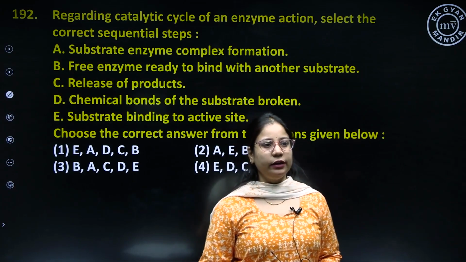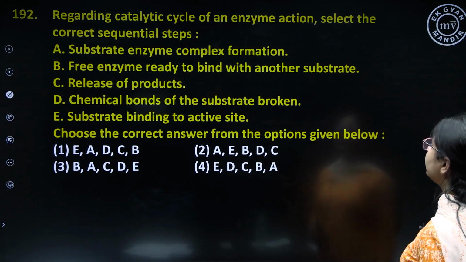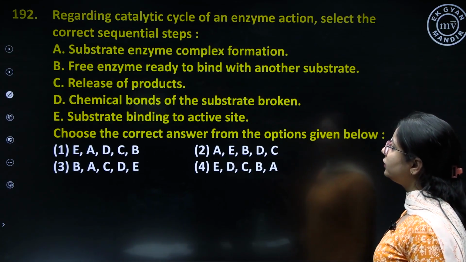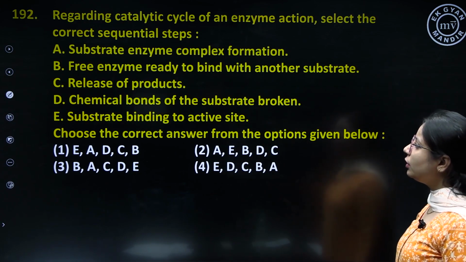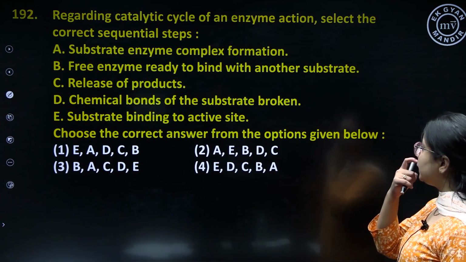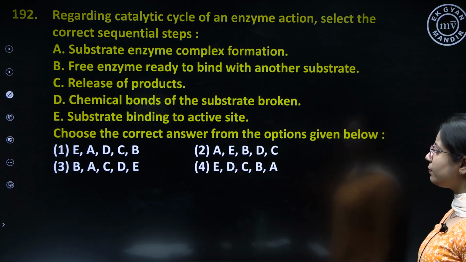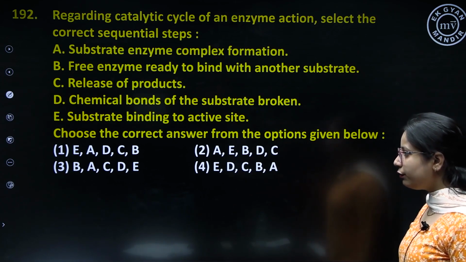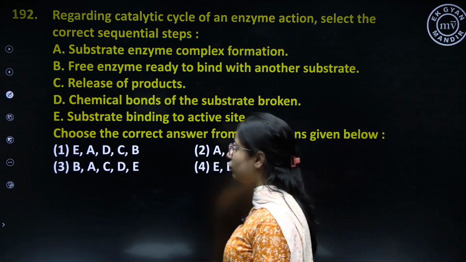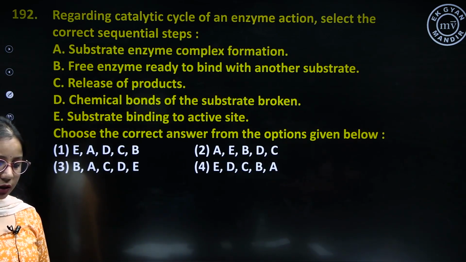Question number 192. Regarding catalytic cycle of an enzyme action, select the correct sequential steps. A. Substrate enzyme complex formation. Free enzyme ready to bind with another substrate. Release of products. Chemical bonds of the substrate are broken. And substrate binding to active site. So we have to choose the correct sequence in which the enzyme acts on a substrate.